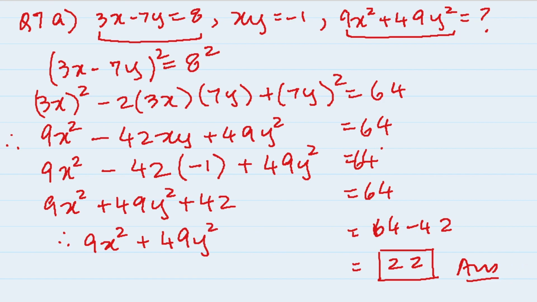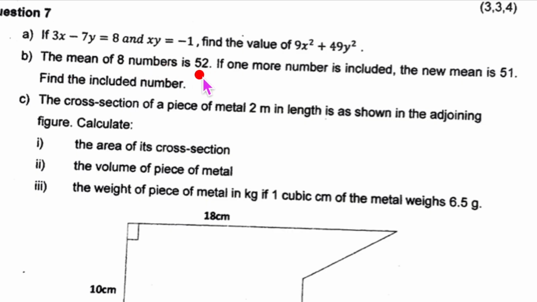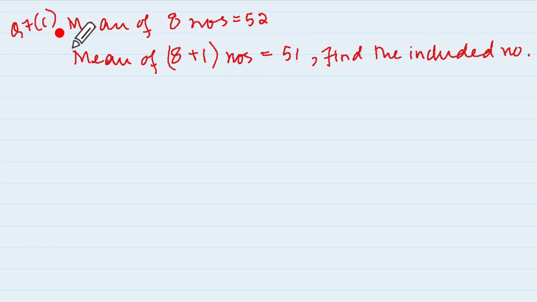Let's come to 7B. The mean of 8 numbers is 52. One more number is included and the new mean is 51. Find the included number. Let us write down the steps. So I have written for 7B, mean of 8 numbers is 52 and mean when one more number is included, that is 51.